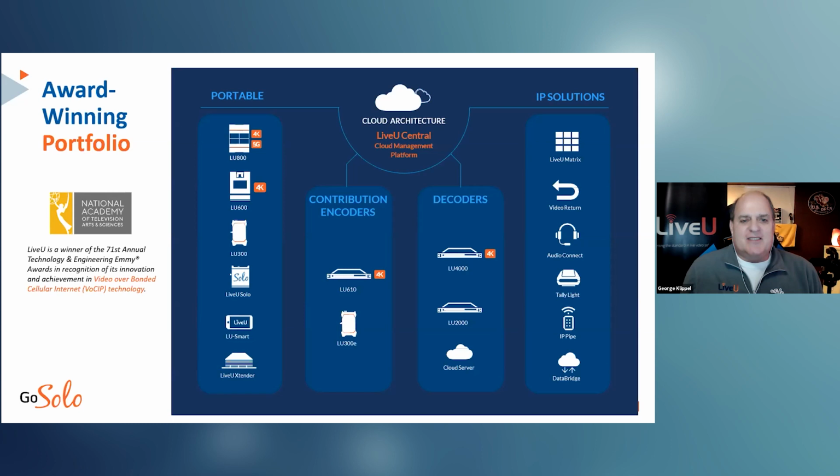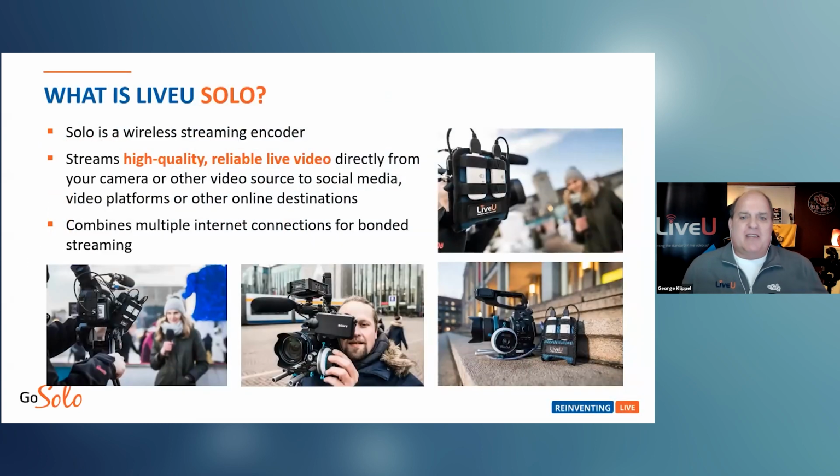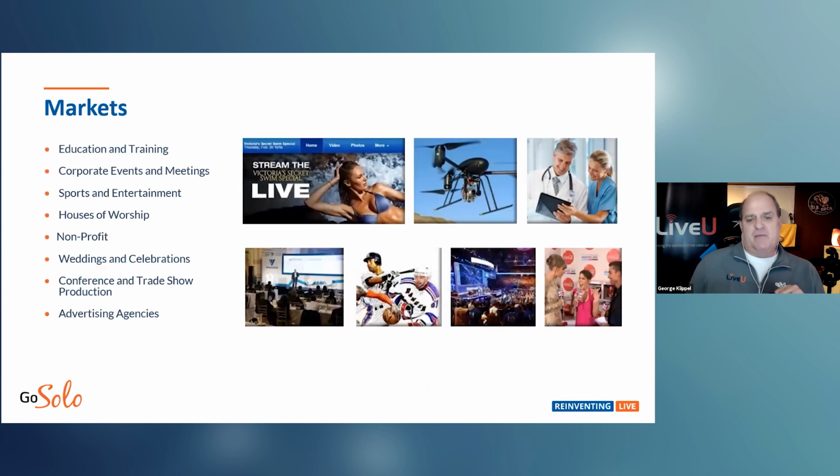So what is the LiveU Solo? It's a wireless streaming encoder. It streams high quality and reliable video directly from a camera, or a switcher, if you will, to a social media platform, a CDN, or any online destination that you want. It combines multiple internet connections for bonded streaming. And I'll explain that more in a little bit as we go through this presentation, then I'll show you at the end when we do our demo.